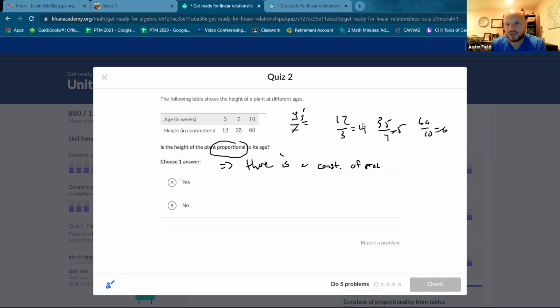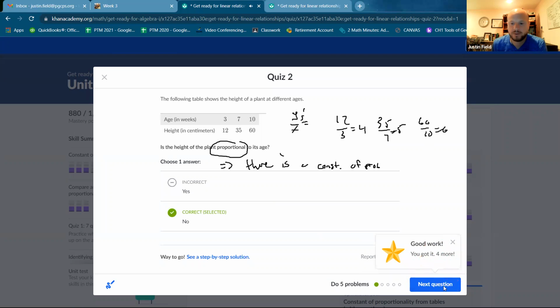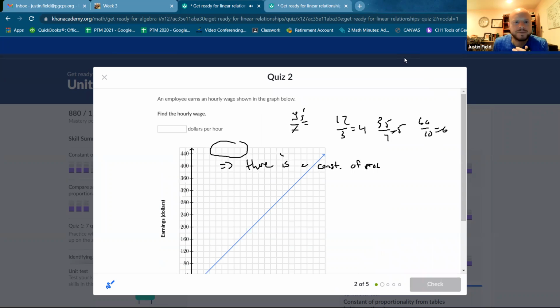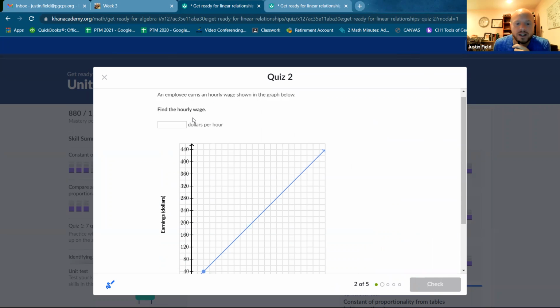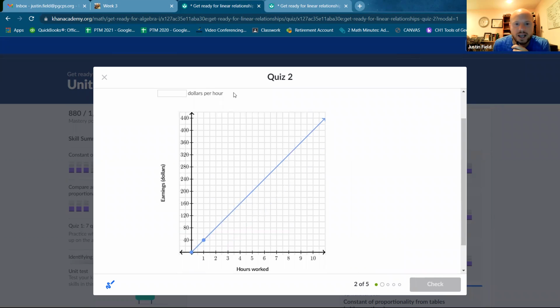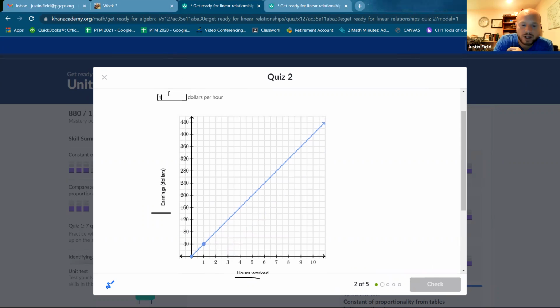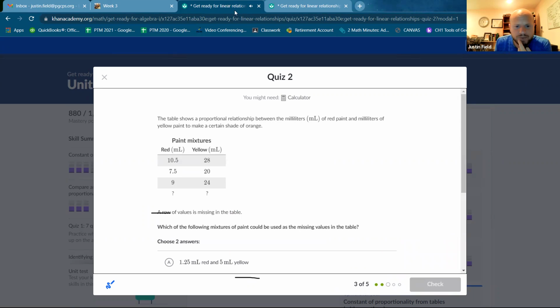It's not proportional because none of those are equal. But they would all have to be equal for it to be proportional. An employee earns an hourly wage. Find the hourly wage. All right, so again, I'm looking at my labels, hours, earnings. So the earnings in 1 hour would be the hourly wage. And so that would be $40 in 1 hour. It's practically given to me.